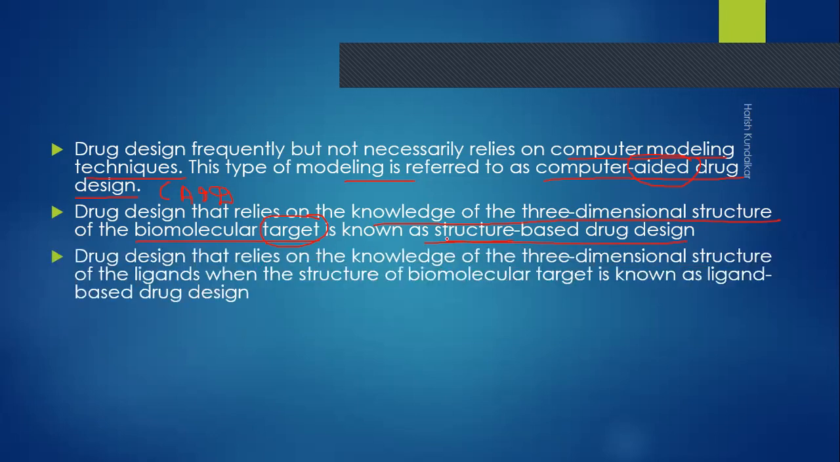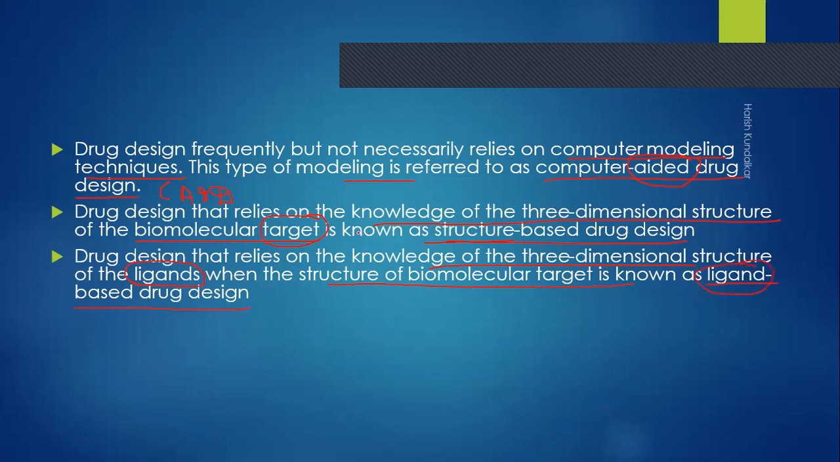And then the other type can be drug design that relies on the knowledge of the three-dimensional structures of the ligands. Okay. So in the first type, we knew the structure of the target. Now we are knowing the structure of the ligands, but the structure of the biomolecular target is not known. So in such a case it is called ligand-based drug design. Okay, it is called ligand-based drug design.